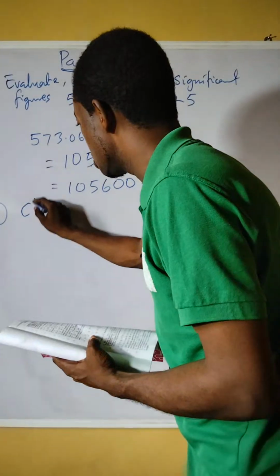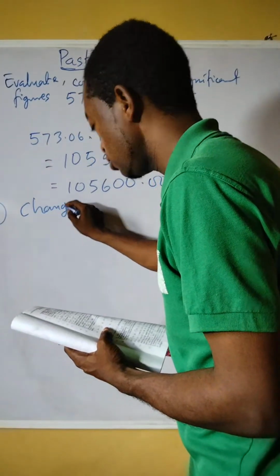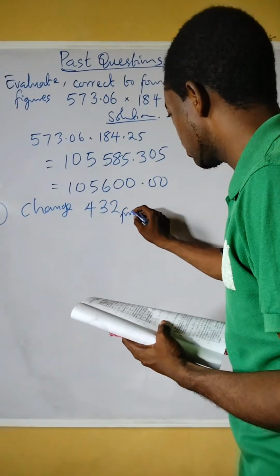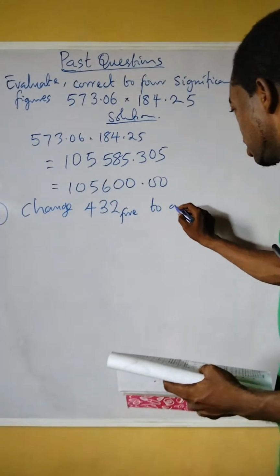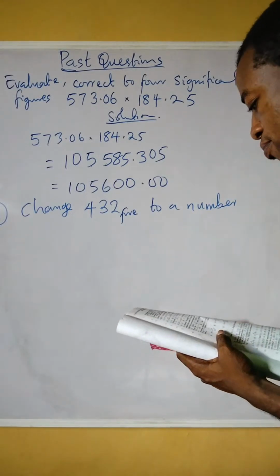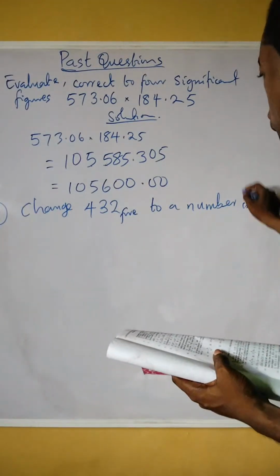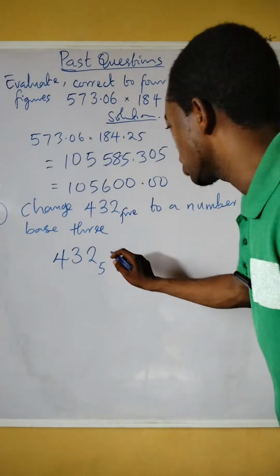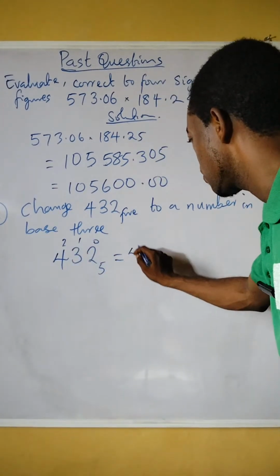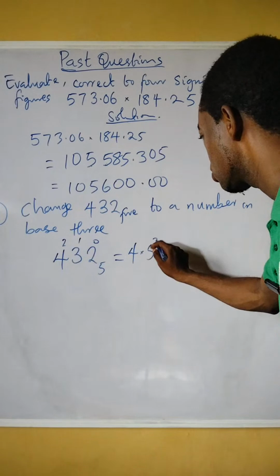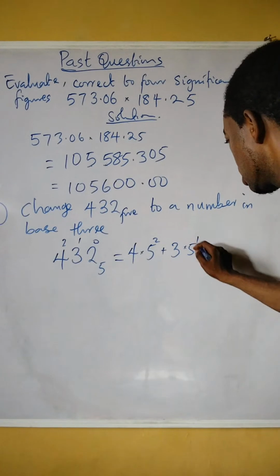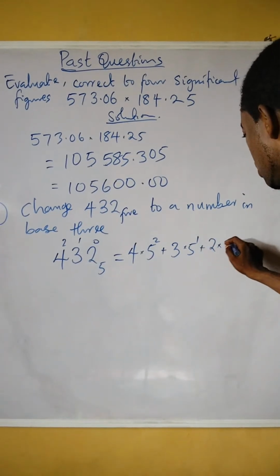The question says change 432 from base 5 to a number in base 3. So change this to base 10 and we can expand with the base and raise to this power 0, 1, 2. That is, here we have 4 times 5 raised to power 2 plus 3 times 5 raised to power 1, then plus 2 times 5 raised to power 0.